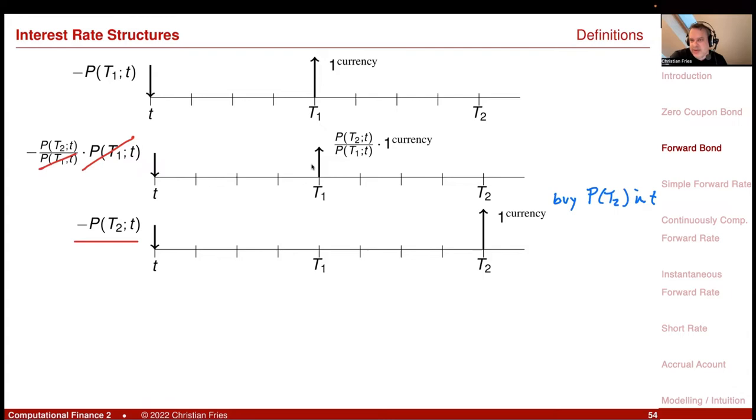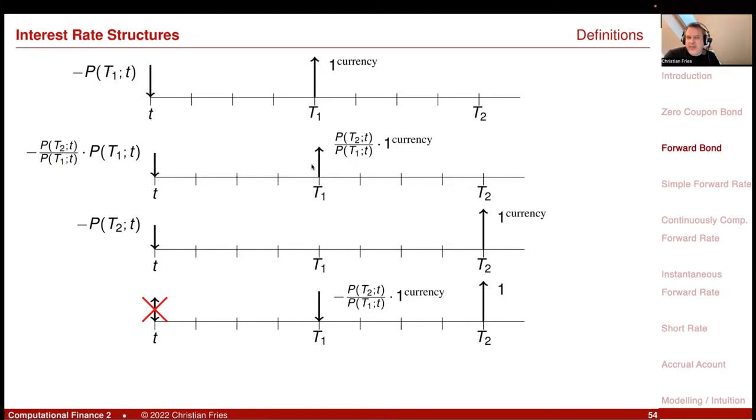I also assume that I could do short selling. So I now multiply this here with a minus and this here with a plus. This means I issue a T1 bond, I receive back some money, and I invest this money in the T2 bond. If you multiply the thing on the top with a minus, it flips all these arrows. So this guy goes up, this guy goes down. If you now build a portfolio of the two, you will see that these two cancel, and you actually pay back the P(T1) bond.